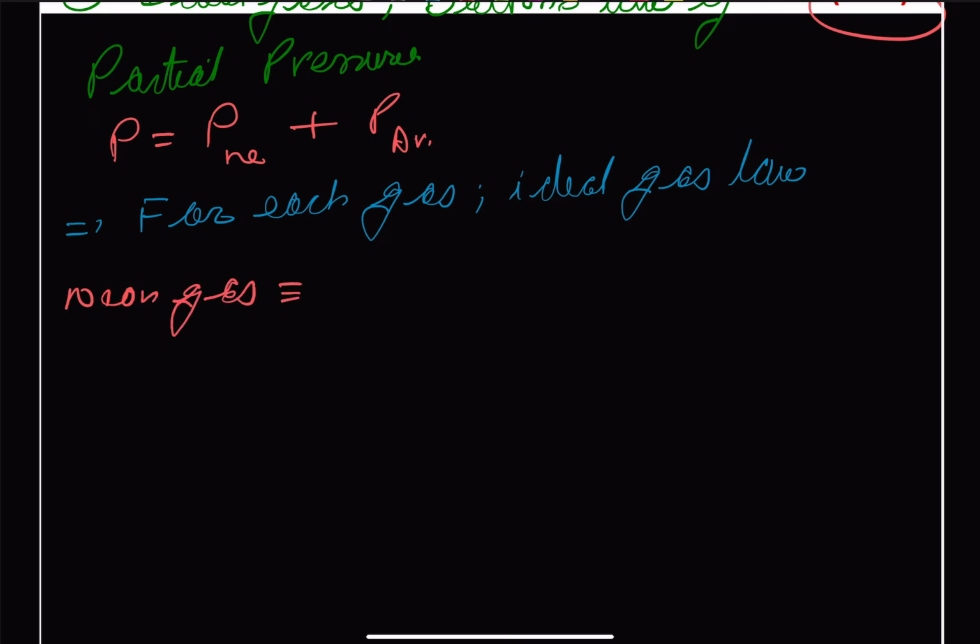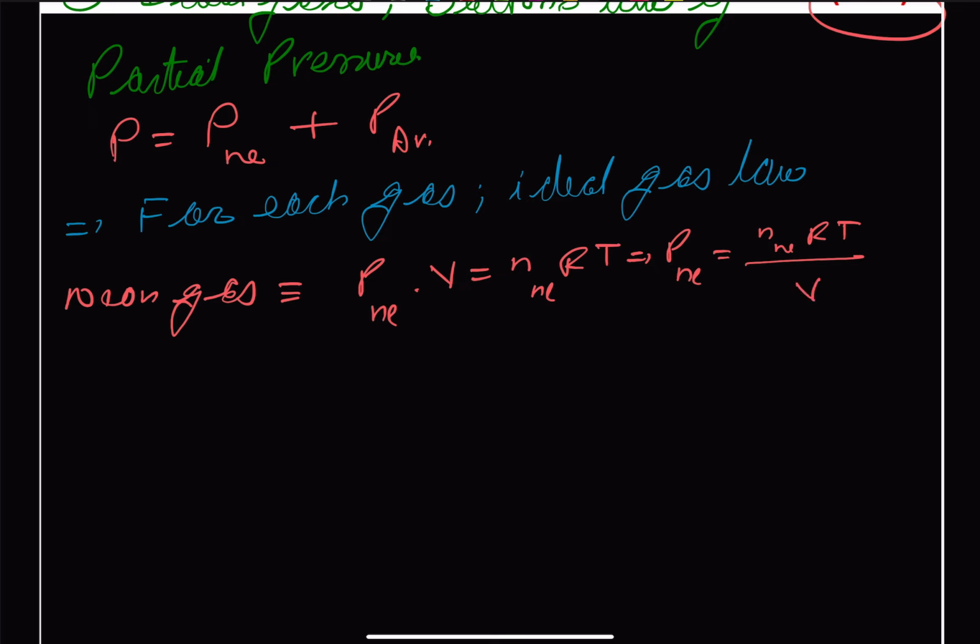And for neon gas, we can say that the pressure for the neon multiplied by volume is equal to the number of moles of neon multiplied by R multiplied by T. And thus we can write the pressure for the neon is equal to the number of moles of neon, RT, divided by volume.